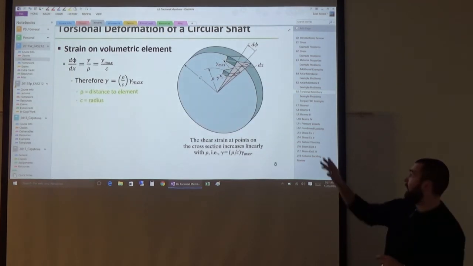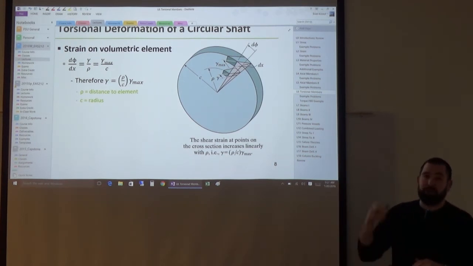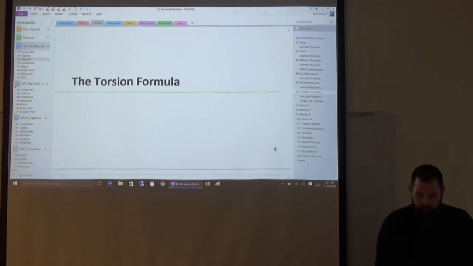Okay, so we've already said that the shear strain varies linearly from the center of the cross section out to the radius, and so you can just interpolate for any point in between. But now we really want to figure out how to go from the shear strain to the shear stress, and what the relationship is between those two. And then the bigger question is, if I know what my internal torque is, how can I calculate my shear stress, and specifically the maximum shear stress?